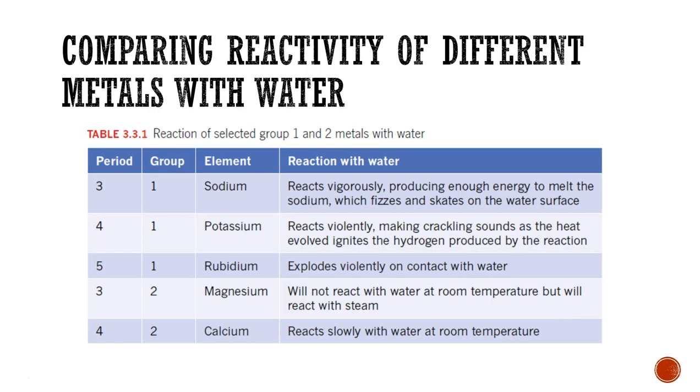If we compare the reactivity of metals with water, we can see that sodium and potassium will react readily with water, quite violently. Rubidium will explode violently. Magnesium doesn't react very well with water at room temperature, but it will react with steam, giving it a bit of extra heat to promote that reaction. The same goes for calcium.